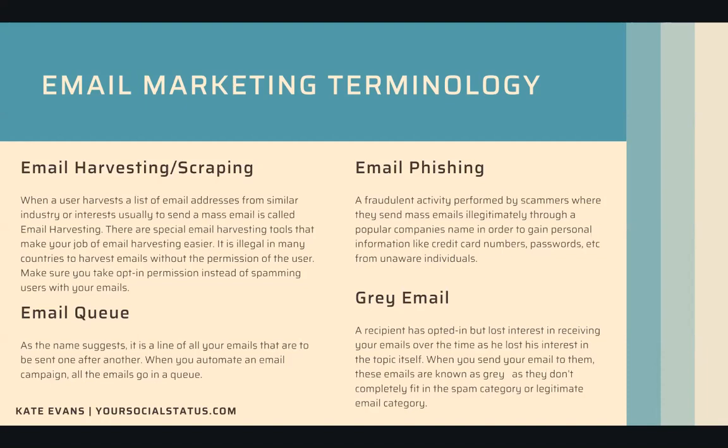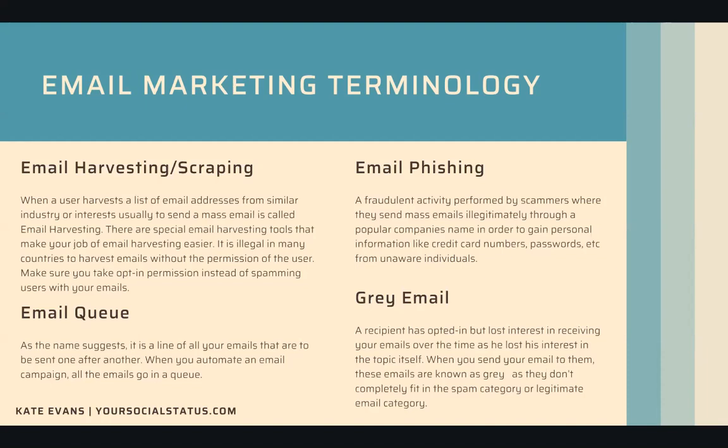Email queue is pretty self-explanatory, but for automated emails, it's where emails go and kind of hang out and wait to be sent out. That really applies to the drip campaigns or any type of automation, like a welcome email or something like that.